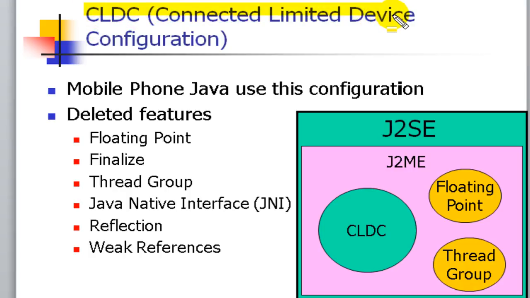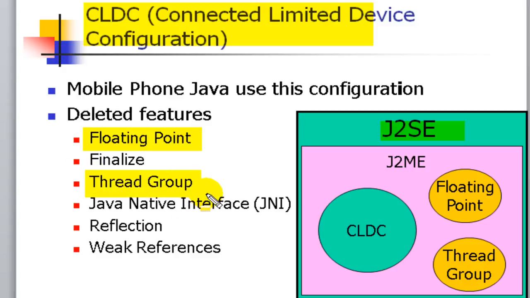So if we talk of connected limited device configurations, then we have a lot more things which are not in CLDC based devices, which we have seen in the J2SE based platform. We do not have them here in J2ME. Like we don't have floating point, but we added it in CLDC 1.1 later on. But in the basic CLDC, CLDC 1.0, you do not have floating point or finalize.